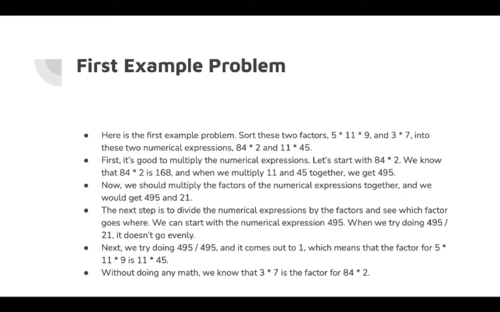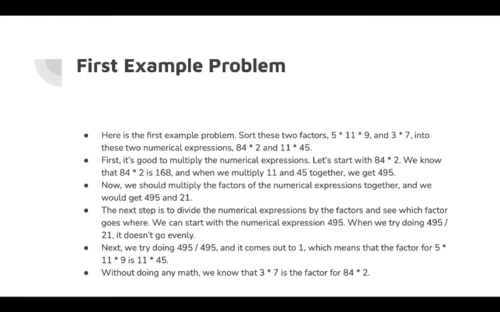Here is the first example problem. Sort these two factors, 5 times 11 times 9 and 3 times 7, into these two numerical expressions, 84 times 2 and 11 times 45. First, it's good to multiply the numerical expressions. Let's start with 84 times 2. We know that 84 times 2 is 168, and when we multiply 11 and 45 together, we get 495. Now, we should multiply the factors of the numerical expressions together, and we would get 495 and 21.